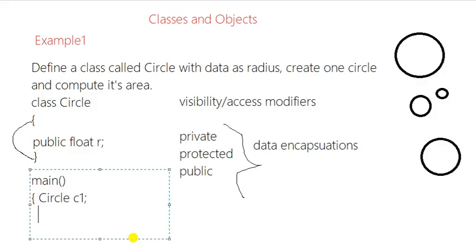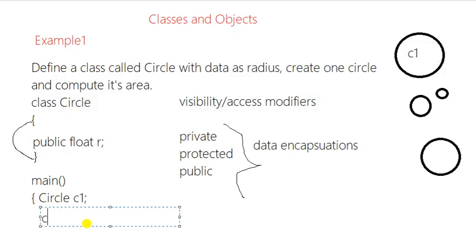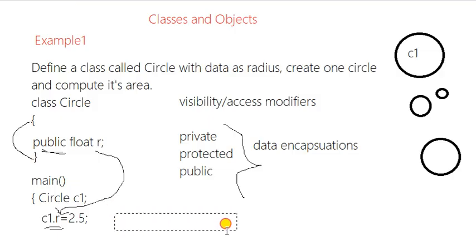Now through this object, say this is a circle C1. Now this is one object here. What is its radius? Say it is 2.5. That I'll initialize here. So C1 dot radius is 2.5. That's what I want to stress here. See, you are able to access this R. This R is of this class. You are able to access it here outside the class. It is because of public.